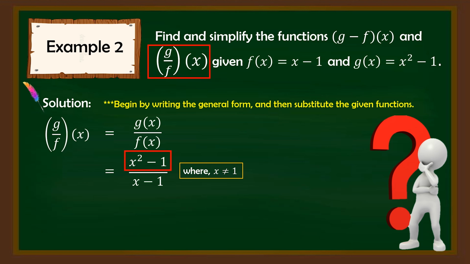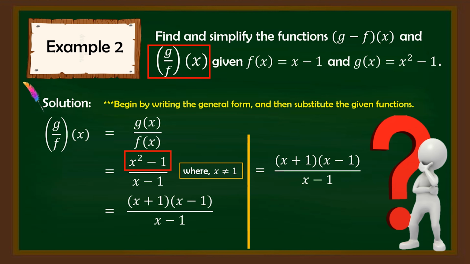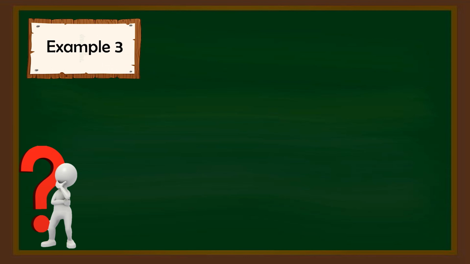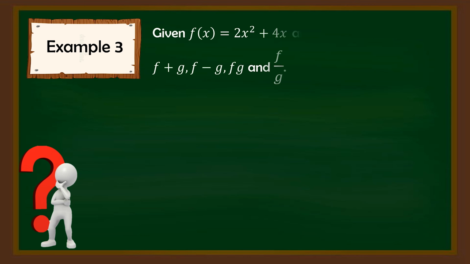Next, factor our numerator, which is x squared minus 1, which yields the quantity x plus 1 times the quantity x minus 1 all over x minus 1. Cancel x minus 1 in the numerator and x minus 1 in the denominator. Therefore, our function g over f of x is equal to x plus 1. Let's take a look with our example number 3.